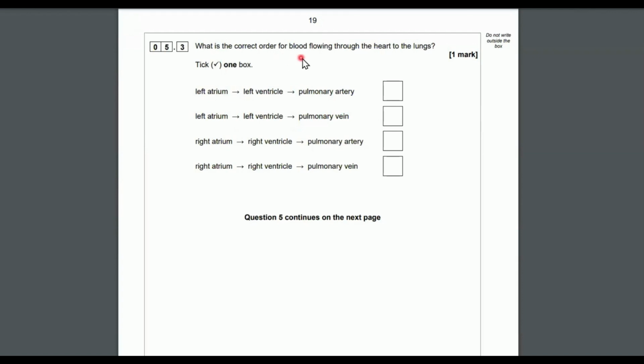5.3, what is the correct order for blood flowing through the heart to the lungs? Oh my good gosh. So we've got left atrium to the left ventricle to the pulmonary artery. We've got left atrium to the left ventricle to the pulmonary vein. We've got right atrium to the right ventricle to the pulmonary artery. And that is the way we go from the heart to the lungs.